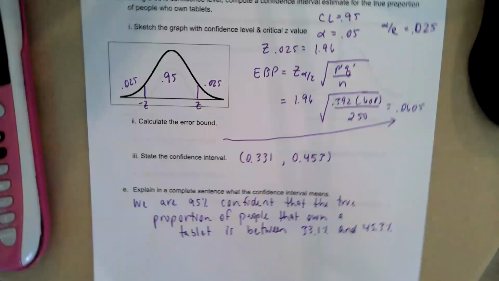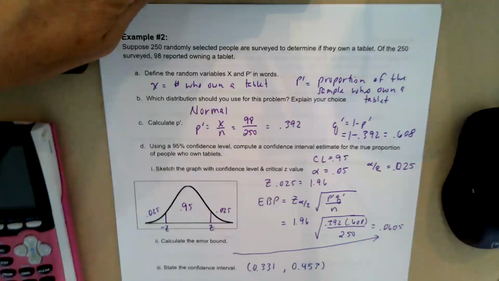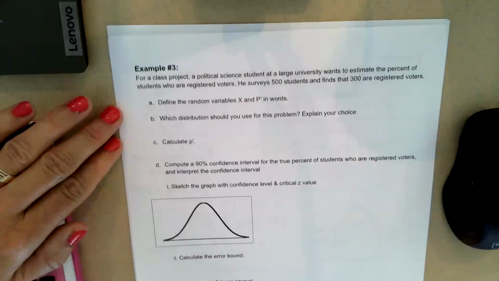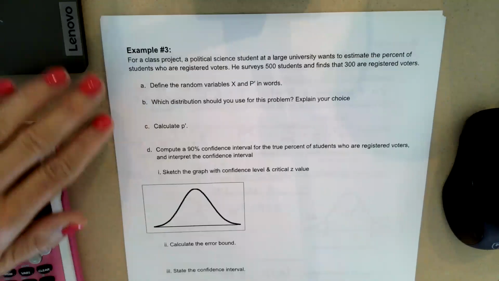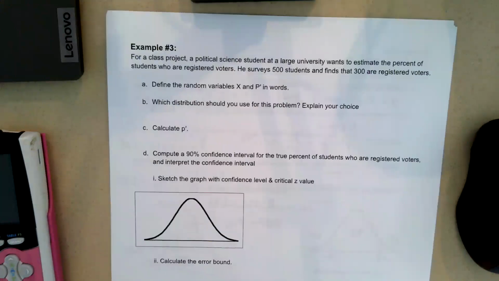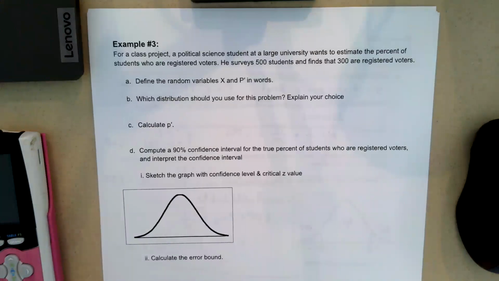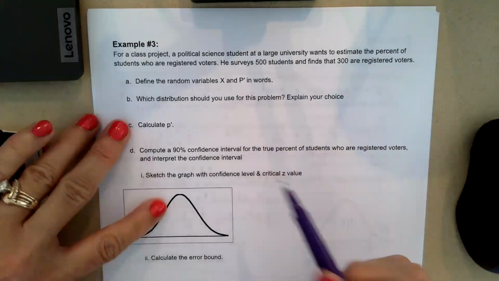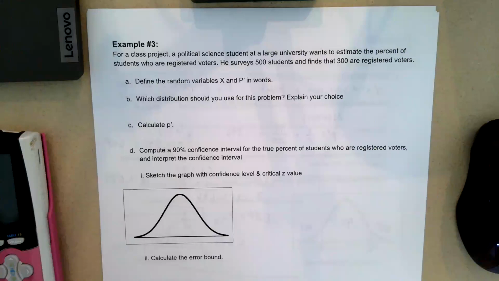That was example 2. Let's look at example 3. Get some good practice here. For a class project, a political science student at a large university wants to estimate the percent of students who are registered voters. He surveys 500 students and finds that 300 are registered voters. Describe X and P hat in words. Don't have a lot of space, I'm gonna use a pen.